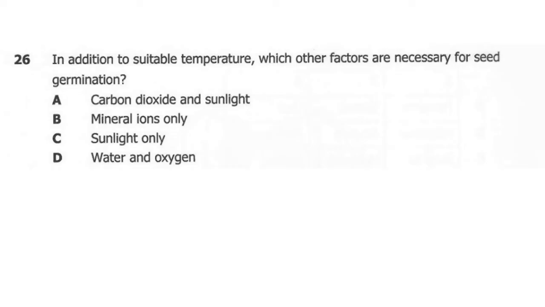The correct answer here is D. We need water and oxygen. So these are the conditions which are needed for seed germination. There are only three. You need the oxygen, suitable temperature, and the water. Well done, chat. We move on to the next question.